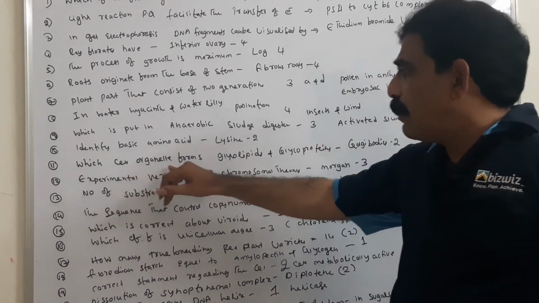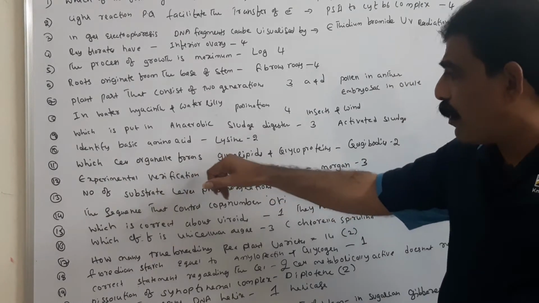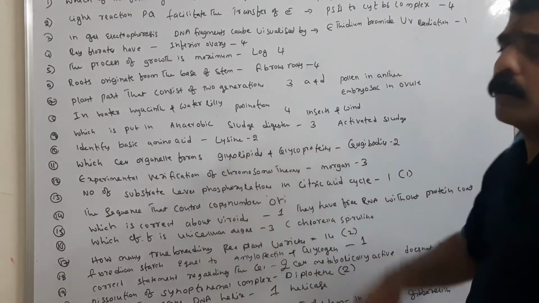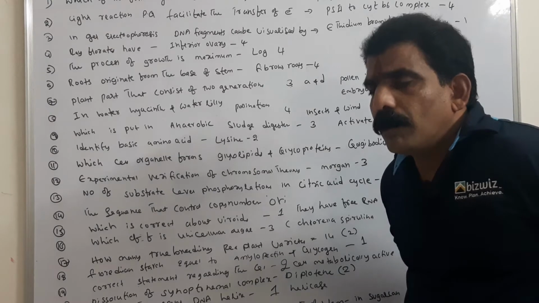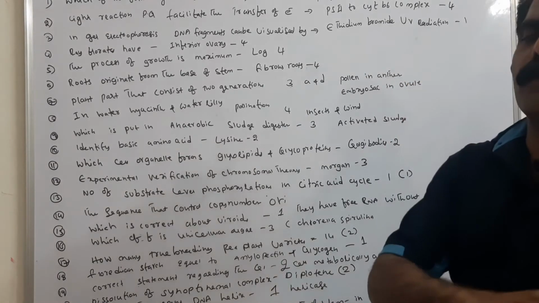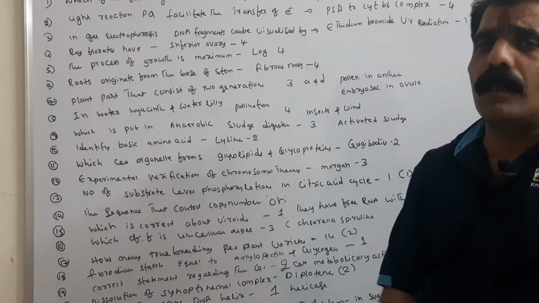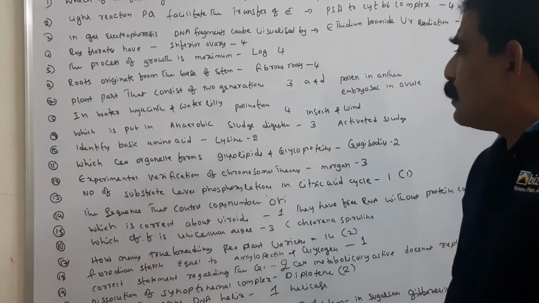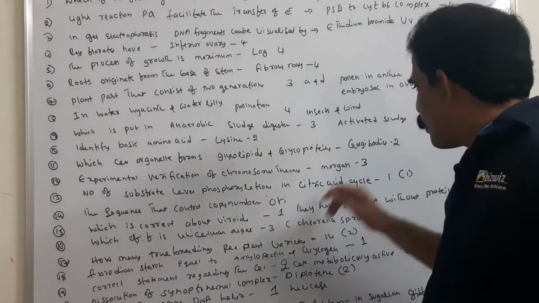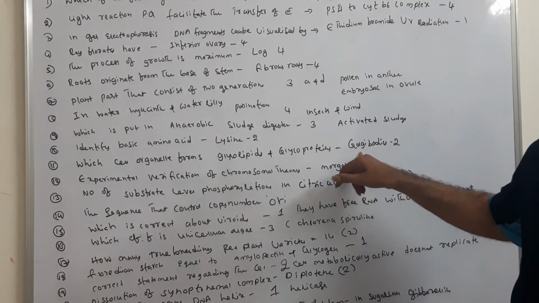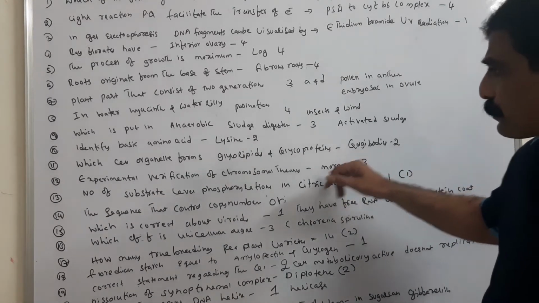Next, which cell organelle forms glycolipids and glycoproteins is asked. Glycolipids and glycoproteins are formed in Golgi bodies. Endoplasmic reticulum, peroxisomes and different cell organelles are given. Of that, the right option is 2 and the right answer is Golgi bodies.